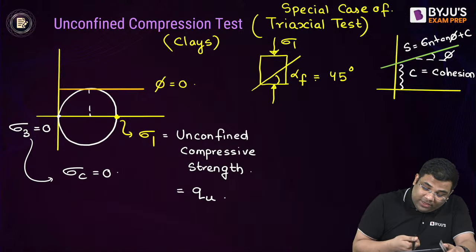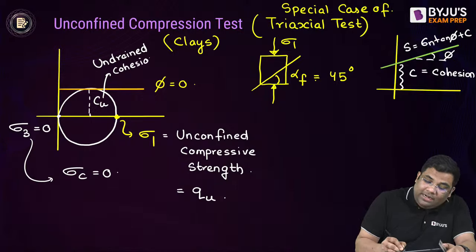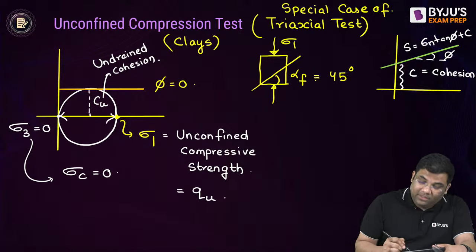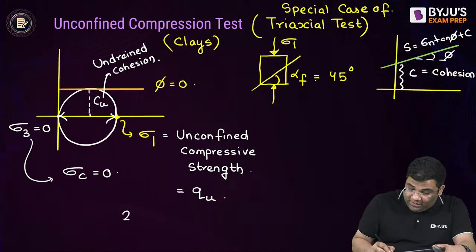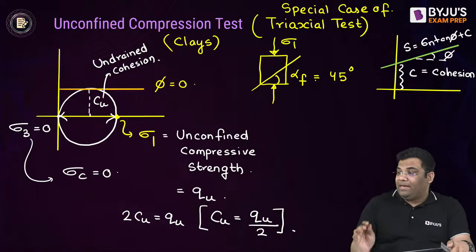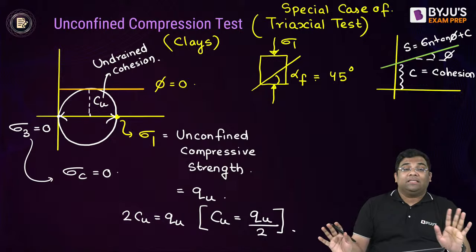Now this will be the cohesion value. I'll call this undrained cohesion. So you can see that here the undrained cohesion is the radius, whereas Qu is this value, the diameter. So I can say 2 into Cu is equal to Qu, or the undrained cohesion is equal to the unconfined compressive strength divided by 2. Yes. So this is a very important thing of the unconfined compression test.